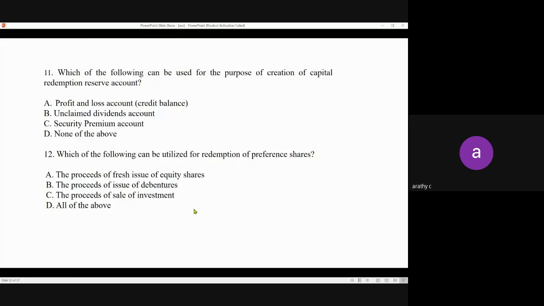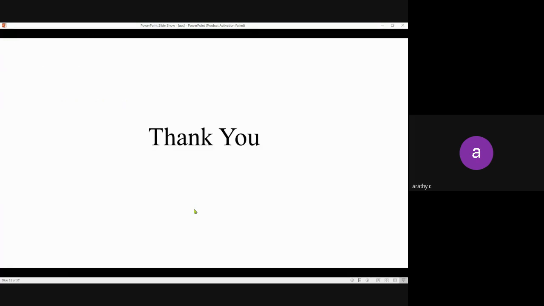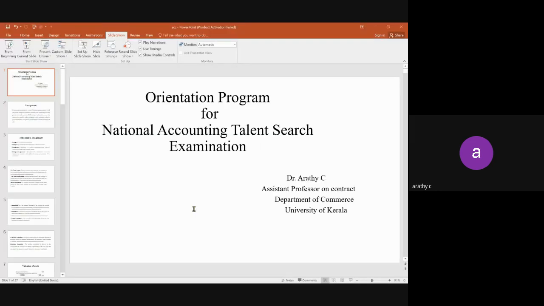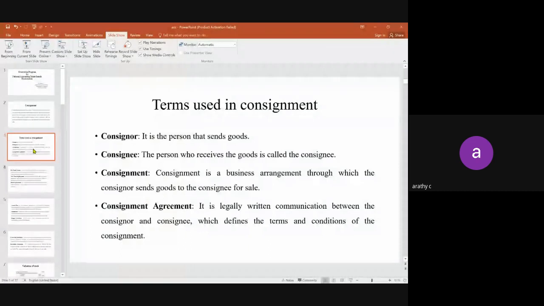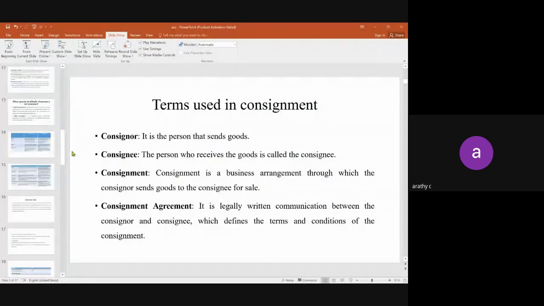These are the main questions included in the previous year's question paper. So we covered the topics: consignment, joint venture, insurance claim, the accounting for issue, reissue, and the redemption of shares. Some questions regarding the accounting standards, etc. These types of questions are asked in the exams. Problems are also included, but there is a time limit for that. So that is why problem is not included.